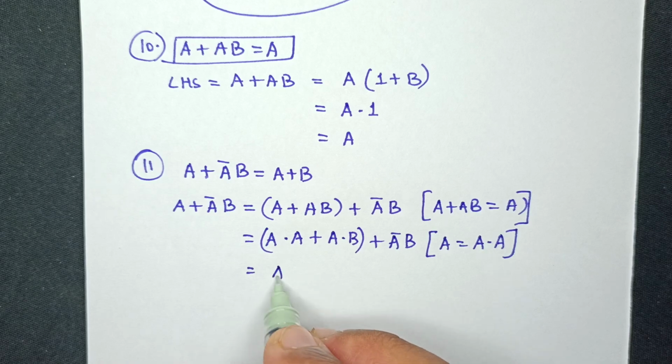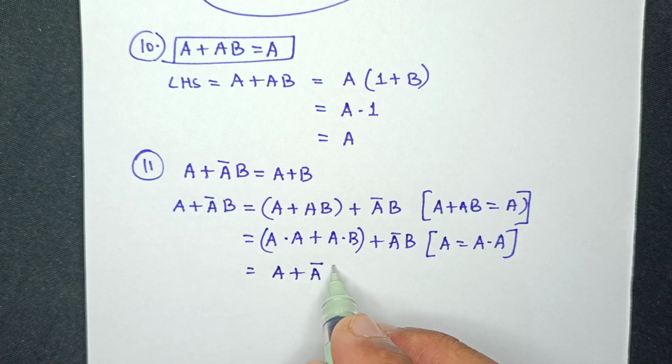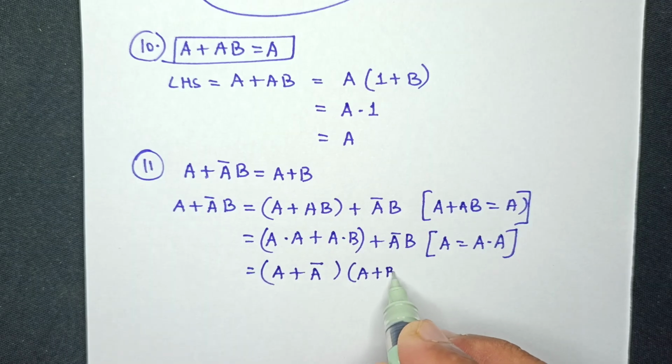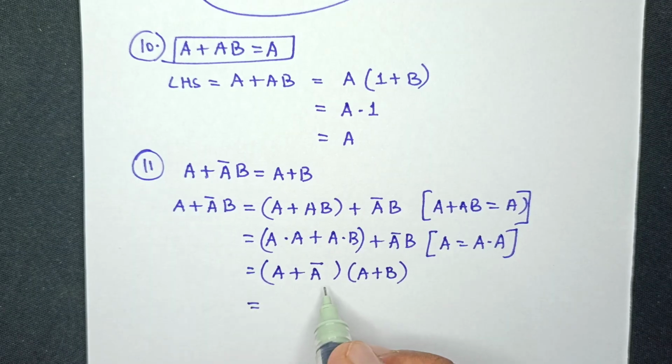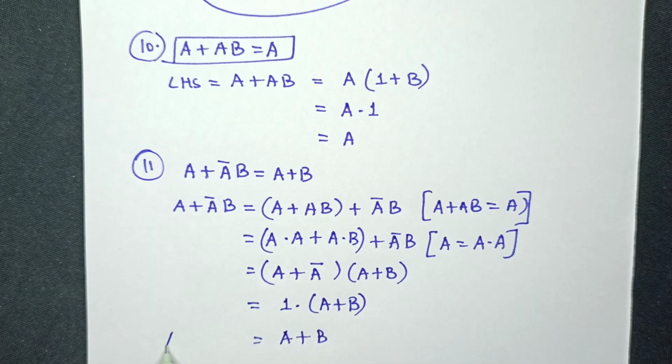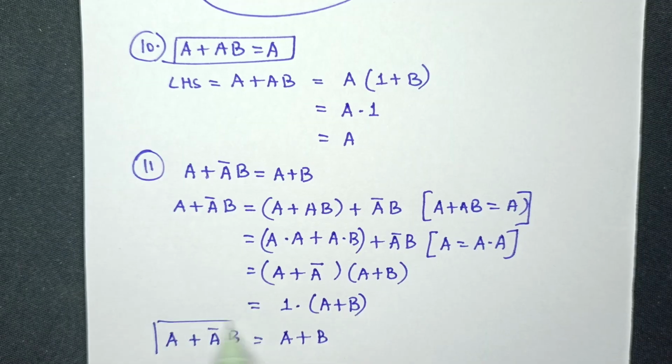Now let us multiply this. So this becomes a plus a bar multiplied by a plus b, using the factorization of the distributive law. Now a plus a bar is always 1, so 1 multiplied by a plus b, and 1 multiplied by a plus b finally is a plus b. That means we have successfully proved that the value of a plus a bar b is equal to a plus b.